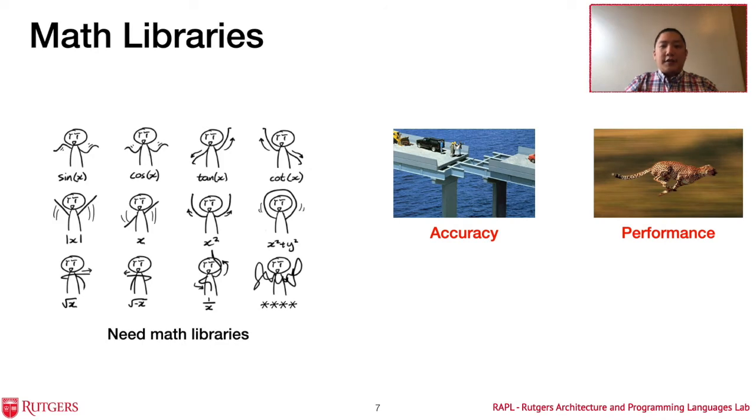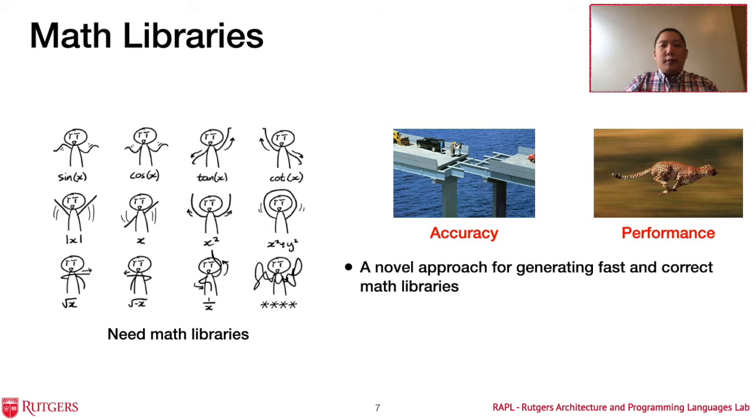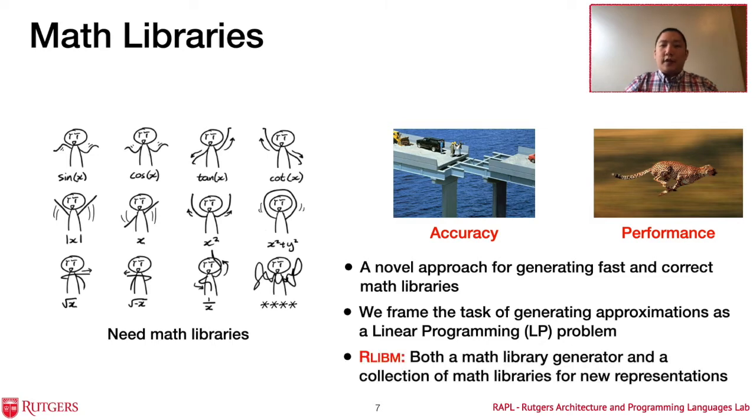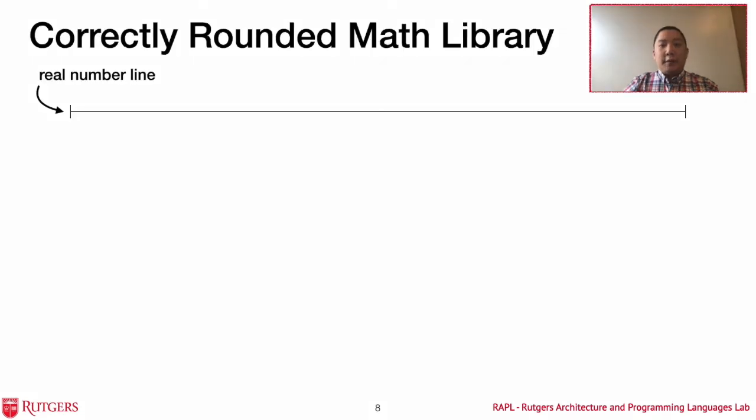So in this presentation, I would like to share with you our new results in developing correct and efficient math libraries, the challenges in creating them, and our solution to tackle this problem. We present a novel approach to create math libraries that are both accurate and fast, and our approach can automatically generate approximation functions using linear programming solvers. Using our techniques, we created RLibm, a math library generator, and fast and correct math libraries for bfloat16, posit16, and float representation.